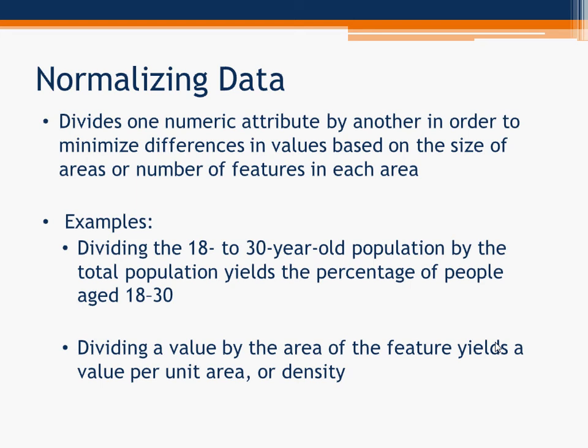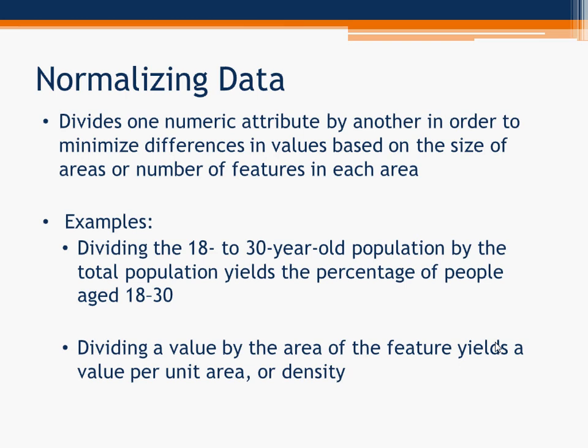I did want to address normalizing data because you're going to have multiple attributes within your data, and you may want to normalize your data, which means that you're going to be dividing one numeric attribute by another to minimize those differences based on the size of an area or the number of features in a given area. So that's that first bullet along the top, but I really like to talk about the examples here.